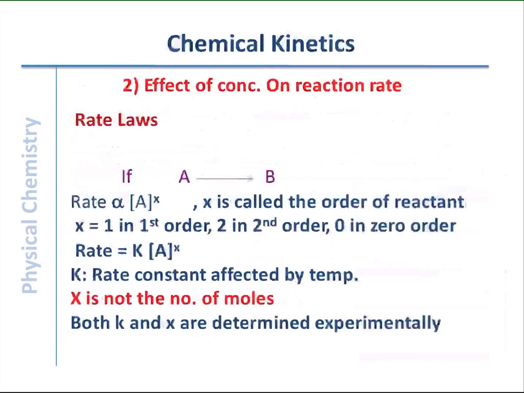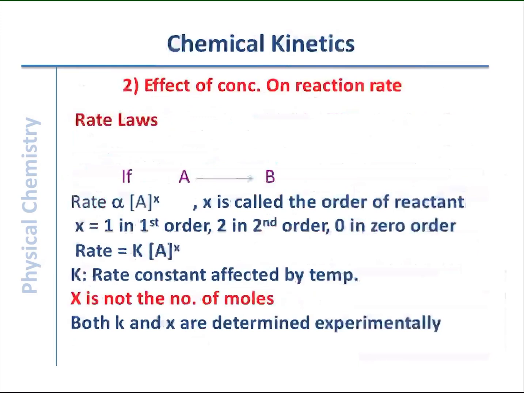If we have this simple equation, A decomposes to B, the rate will be directly proportional to the concentration of A to the power of x. x here is called the order of reaction. So if x is 1, it's first order. If it is 2, it's second order, and 0 is zero order.